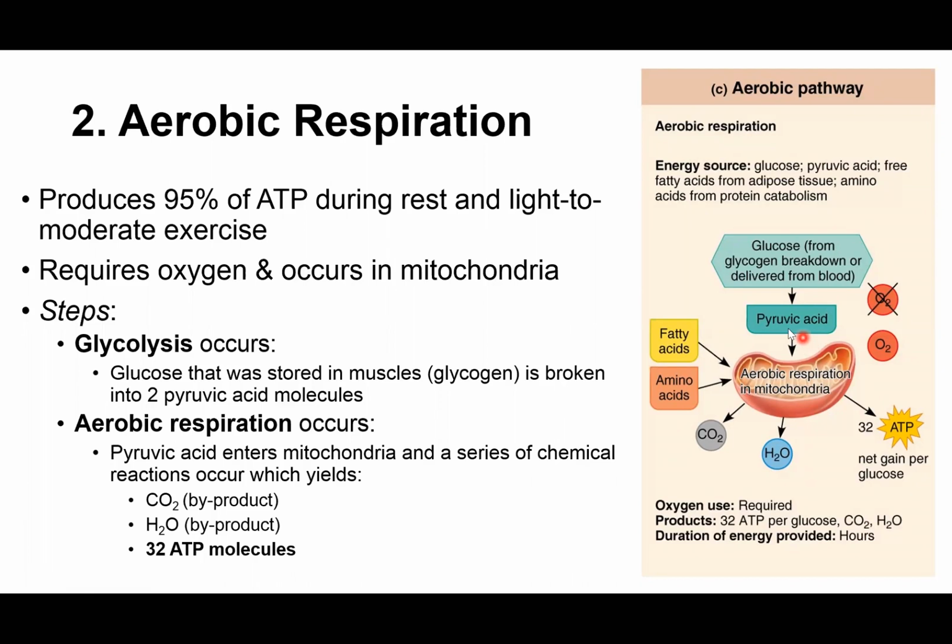And then that pyruvic acid is going to enter the mitochondria, where a series of chemical reactions is going to occur, and the end result is going to be carbon dioxide, which is going to be a byproduct, water, which is going to be a byproduct, and we are going to get 32 ATP molecules. This is going to provide hours worth of energy, okay? So aerobic respiration is the main source of ATP generation during rest and light to moderate exercise.